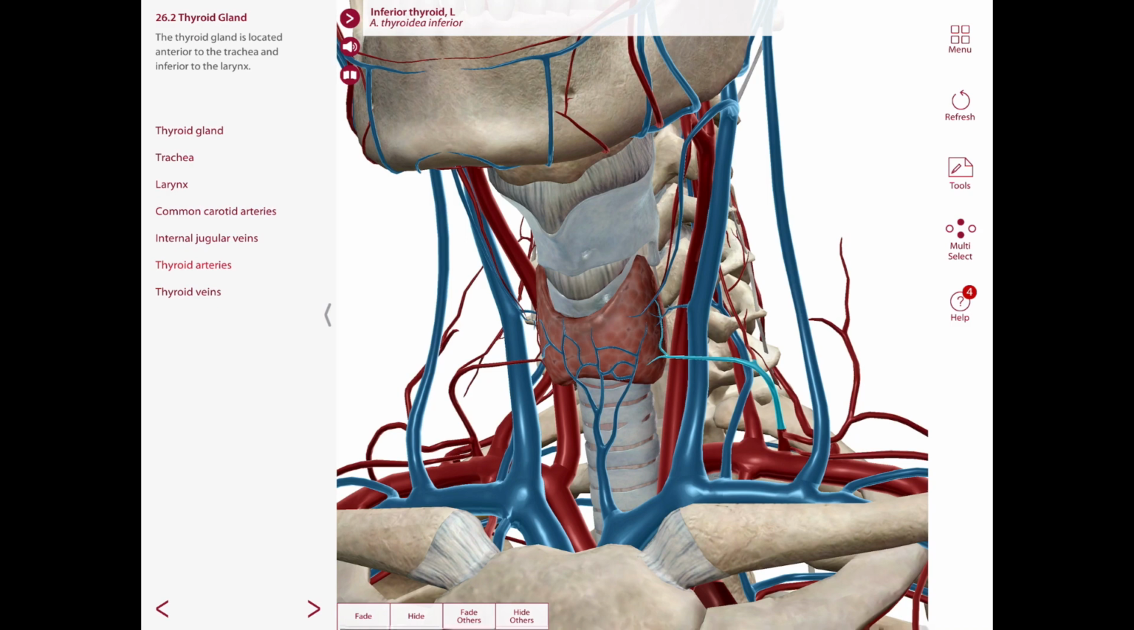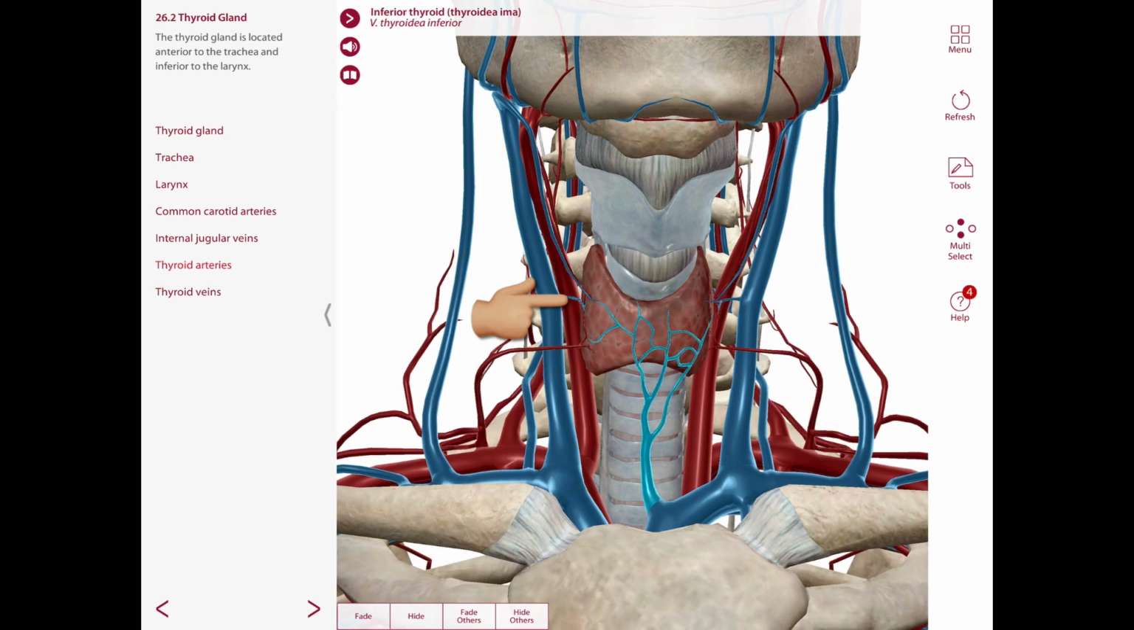As for the veins, we have the superior and middle thyroid veins. This is the inferior vein. This is the superior thyroid vein. And this is the middle thyroid vein. The inferior thyroid veins descend anterior to the trachea and posterior to the manubrium of the sternum, and they are going to drain into the corresponding brachiocephalic vein. Sometimes right and left inferior thyroid veins can join to form a single trunk, which drains into the left brachiocephalic vein.